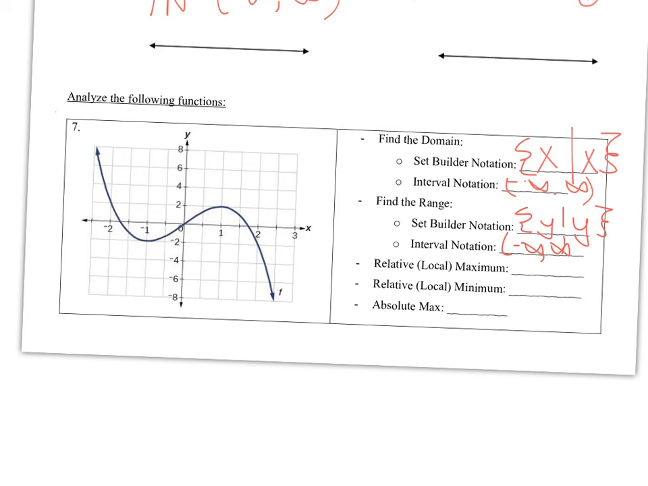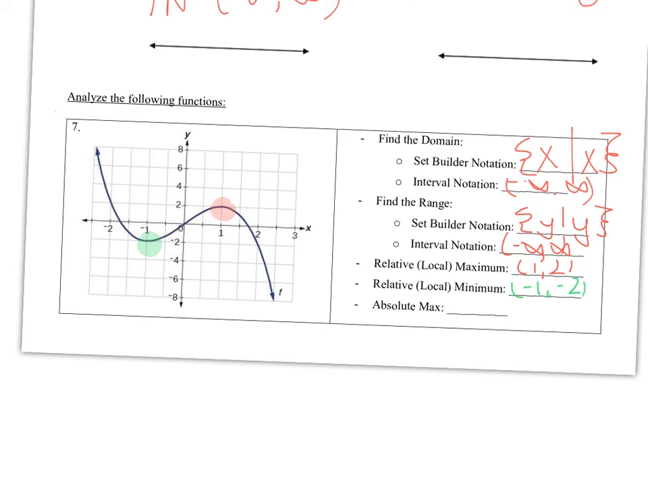So relative or local maximum. Relative and local mean the exact same thing. So I'm just looking for any maximum, so any hill in my problem. So I notice there's a hill right there. So that ordered pair would be (1, 2). And my local or relative minimum is right there, which would be (-1, -2).